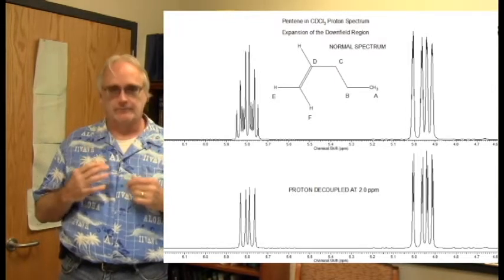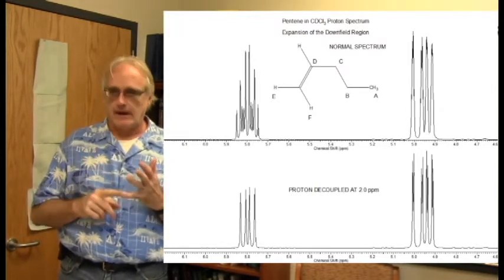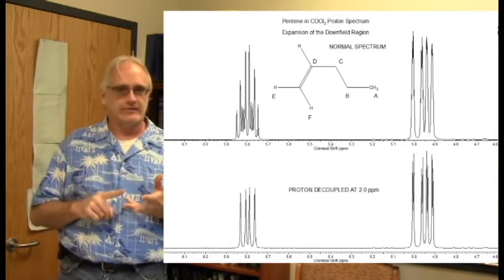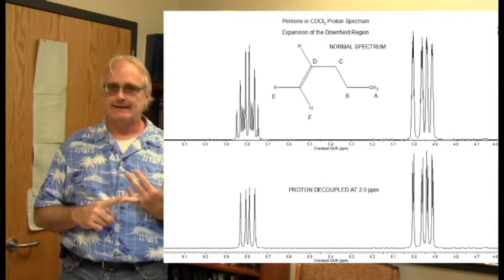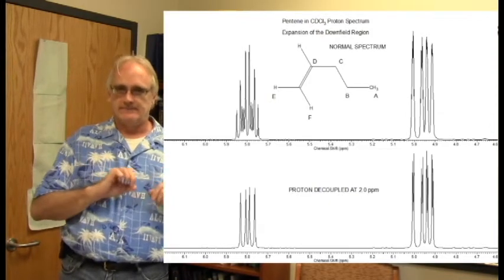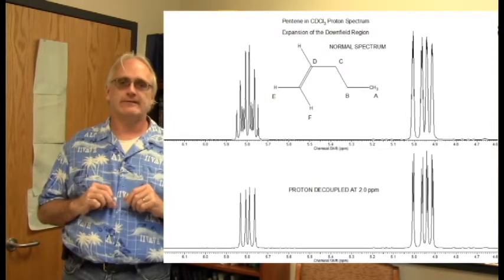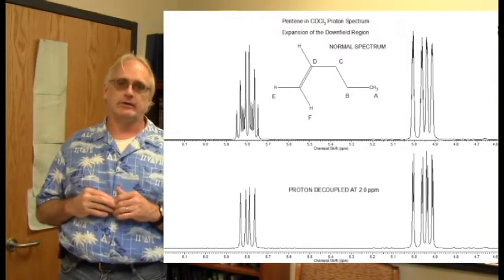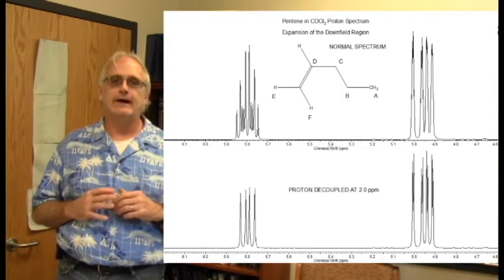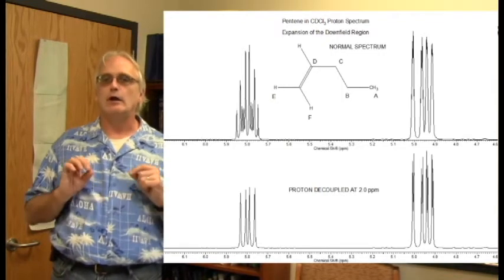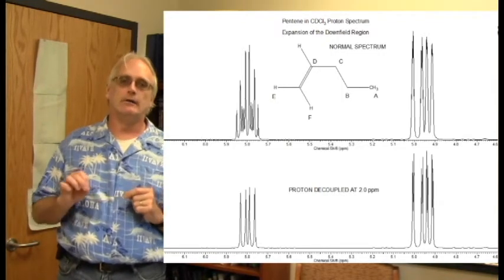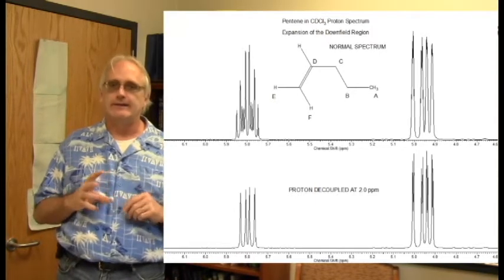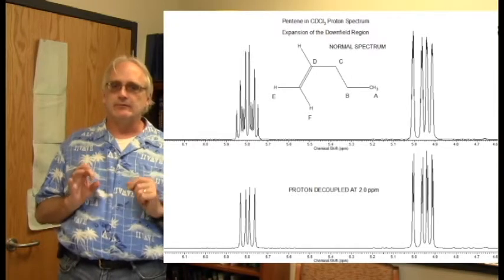Oh, it's just so beautiful. The doublet of doublets: a trans coupling constant to proton F, a cis coupling to proton E, the vicinal coupling back to proton C is gone. You also see a bit of a simplification in protons E and F. They are actually subject to very long-range coupling all the way back to group C. Remember, pi systems can do that, and it's a subtle effect, but it is observable here.